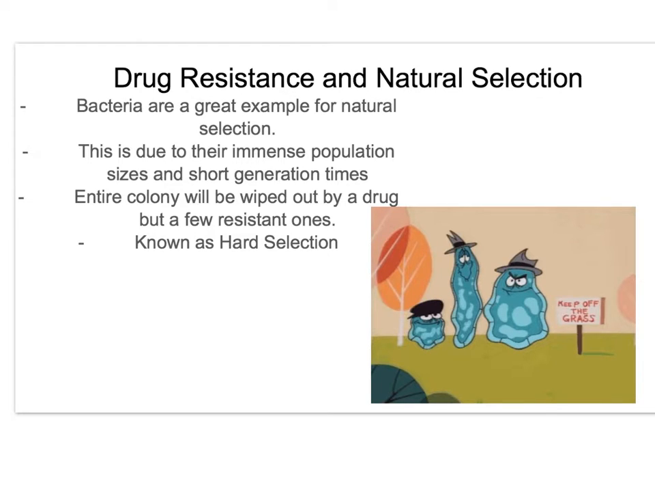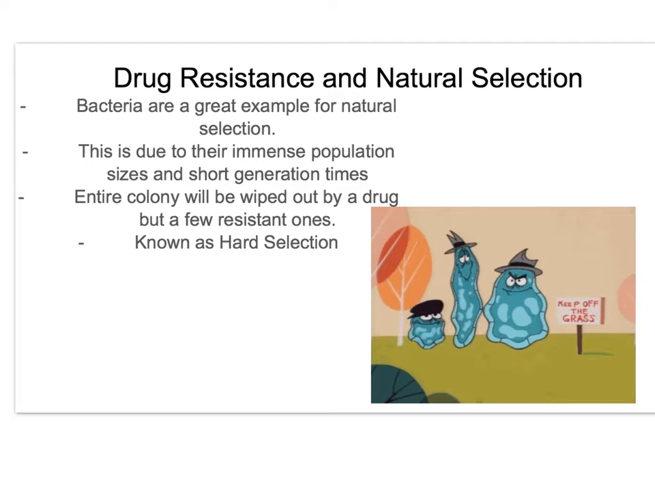Drug resistance. Antibiotic resistance in bacteria is an incredible example of natural selection, or the differential survival and reproduction of individuals due to differences in phenotype. Bacteria are organisms with giant population sizes and extremely short generation times. Because of these two factors combined, they are the poster child for natural selection.